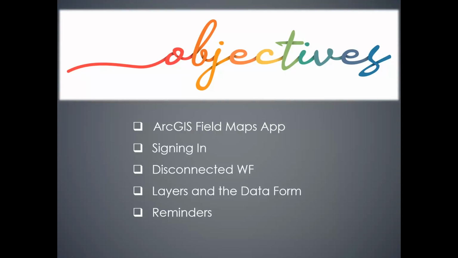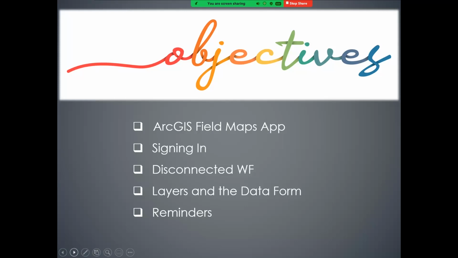So we're going to talk about this ArcGIS Field Maps application, how to sign in, the difference between a training and an official map. Again, we're going to hit that disconnected workflow with an overview of what that is and what it should look like. We're going to look at the layers that have been created to collect data in the Fruitfly app. And we'll look at the data form live and collect some data together in our practice training map. And then finally, I'm going to give you a couple of reminders that hopefully I've hit on already, but just make sure that you're getting all that information and you're ready to go.